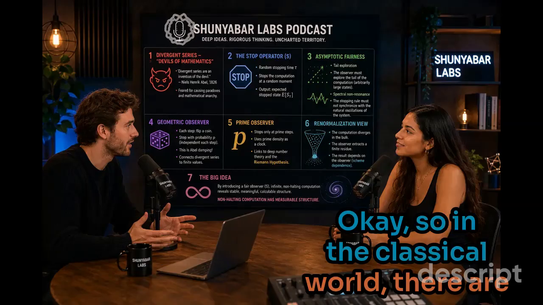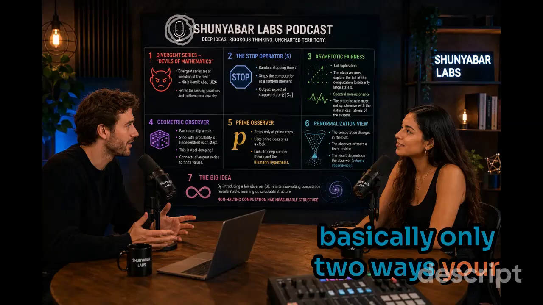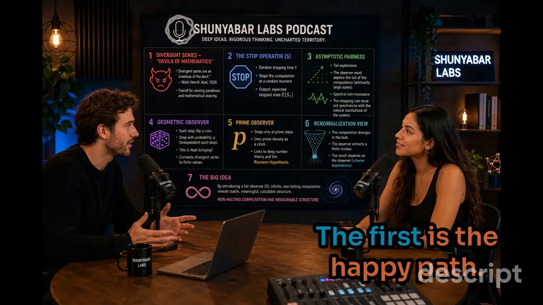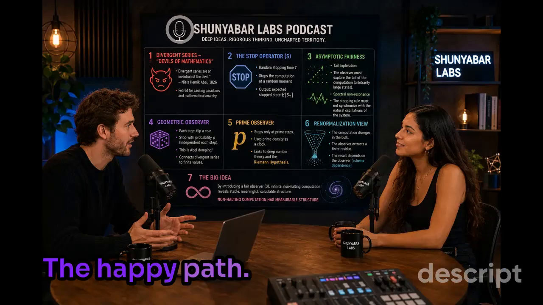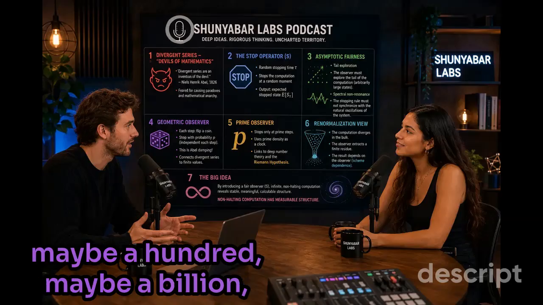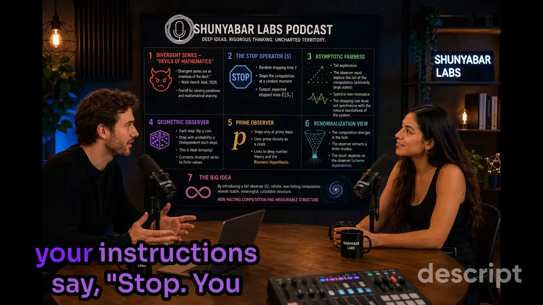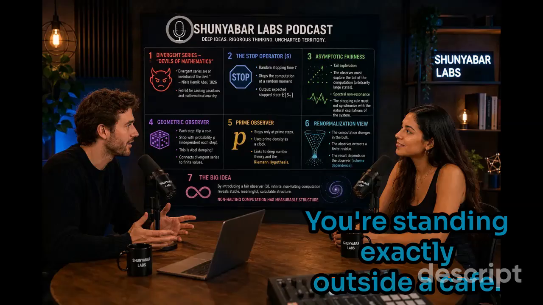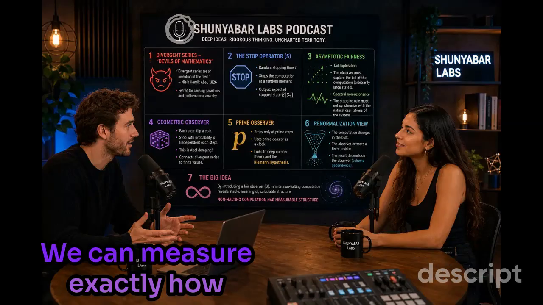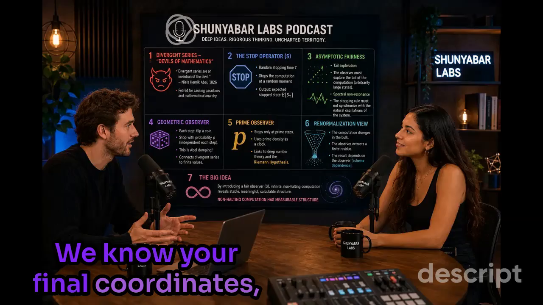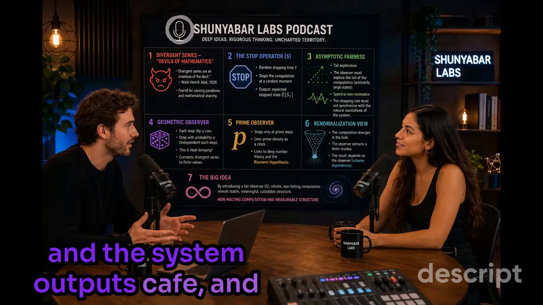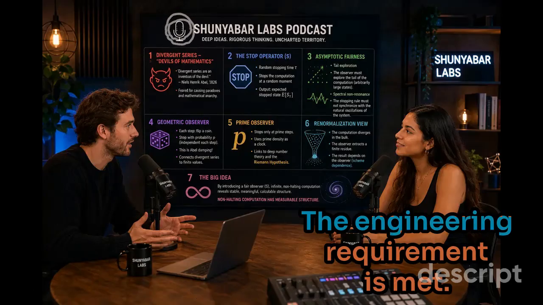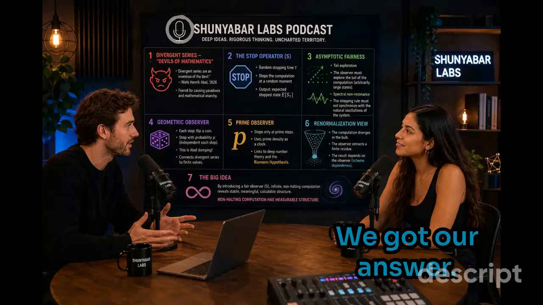Okay, so in the classical world, there are basically only two ways your walk through the city can end. Right. The first is the happy path. The happy path. After a finite number of steps, maybe 100, maybe a billion, your instructions say, stop, you have arrived. You're standing exactly outside a cafe. Your journey halts. We can measure exactly how long it took. We know your final coordinates, and the system outputs cafe. And everyone is happy. The engineering requirement is met. We got our answer. Exactly.